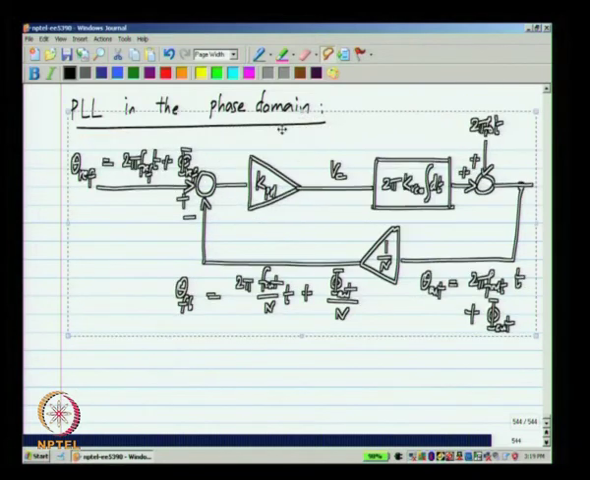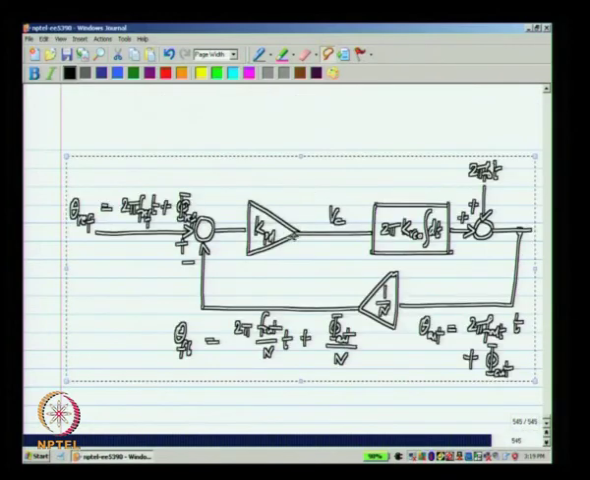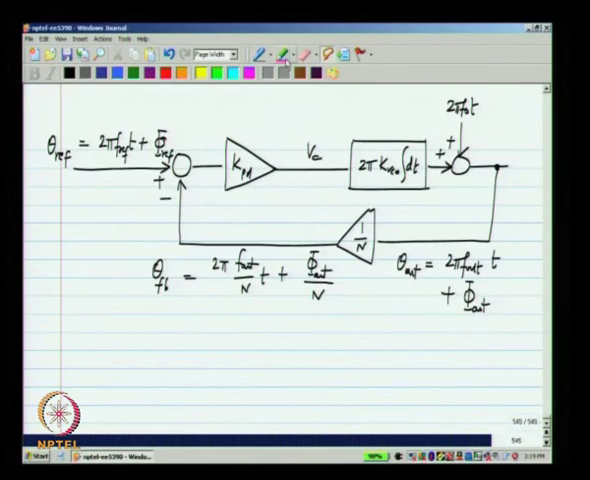So, let me take this entire block diagram, paste it here, and what I do now is, let us say I added some increment to the reference phi ref of t. Okay. What will that do? In general, there will be increments in every quantity in the circuit.